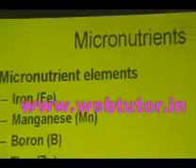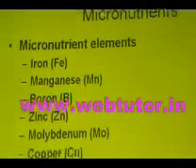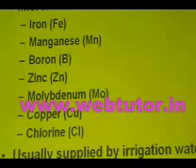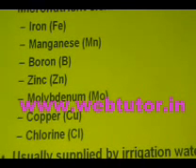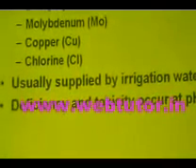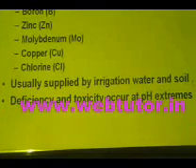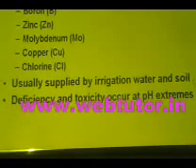Now, coming to micronutrients, those which are not even required for survival of the plant, but are required in less quantities. Your micronutrient elements are iron, manganese, boron, zinc, molybdenum, copper, chlorine. Now these are usually supplied in small amounts. They are mixed with water which is used for irrigation, because required in very less quantities, the plant can take up on its own.